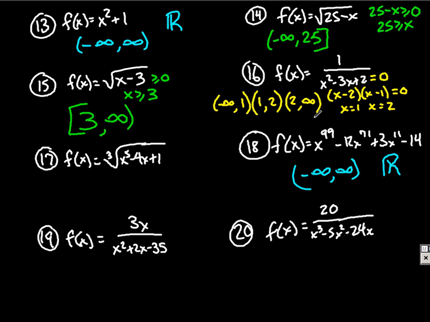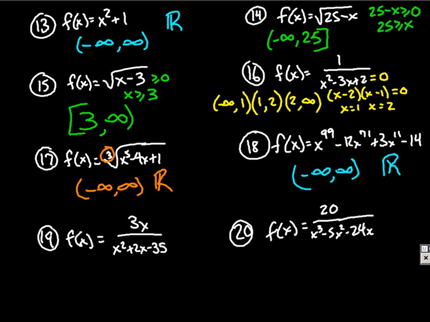Alright? Number 17, we aren't going to talk about much, but just for your reference and so you know, a cubed root is different than a square root. Cubed root, we always have all real numbers for this one. Don't worry, you won't see one on your test like that, but we'll talk about it down the road.